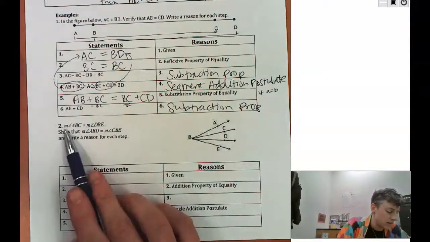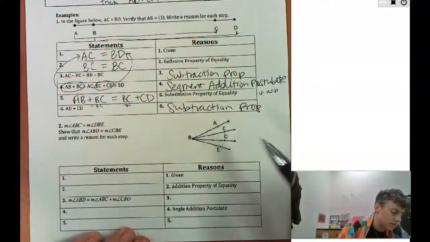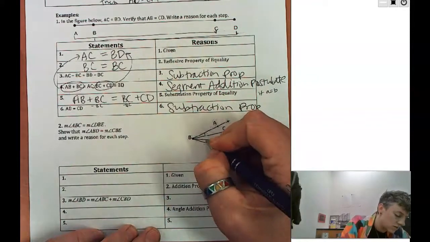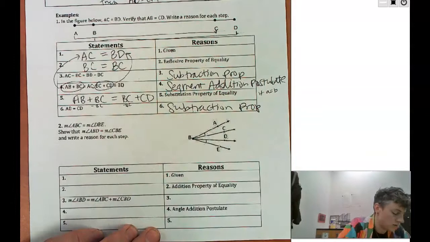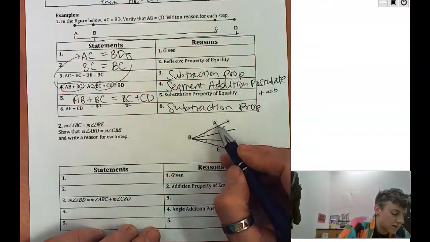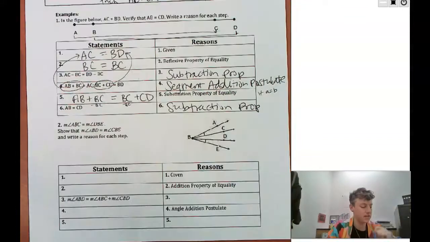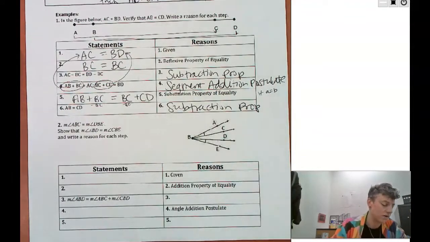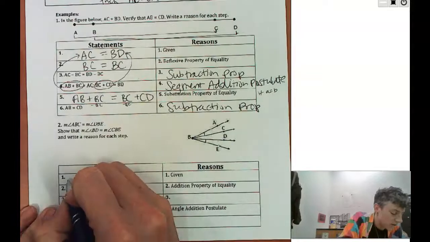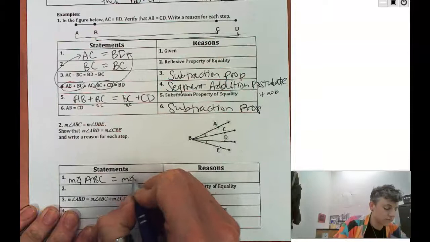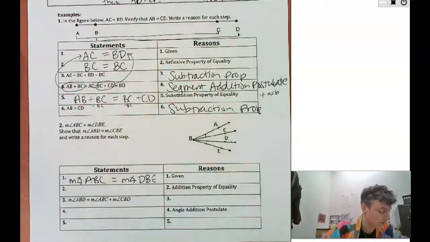The measure of angle ABC is equal to the measure of angle DBE. Okay, so these two little angles are equal to each other. We're trying to show that ABD is equal to CBE and write a reason for each step. We're given that the measure of angle ABC is equal to the measure of angle DBE. Great. That gives us a little hint here.